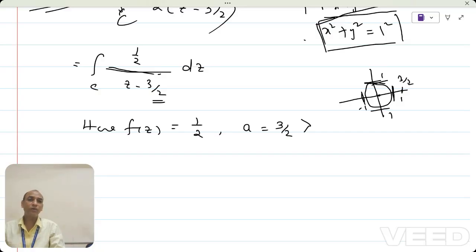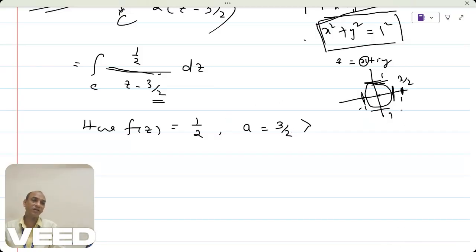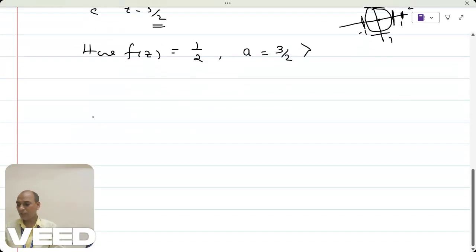A equal to 3 by 2 means it is a real value, and that is x, because z equal to x plus iy. So x is the real part, and here I am having only the real part, which means along the x-axis. So this will be lying outside the circle. If a equal to 3 by 2 is lying outside the circle, no need to do anything. The value of this will be 0.